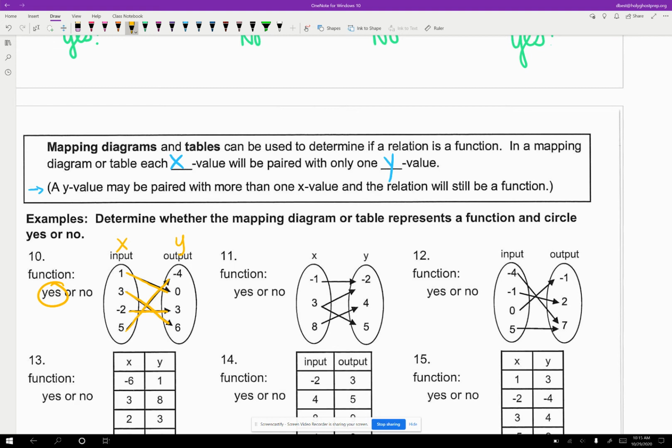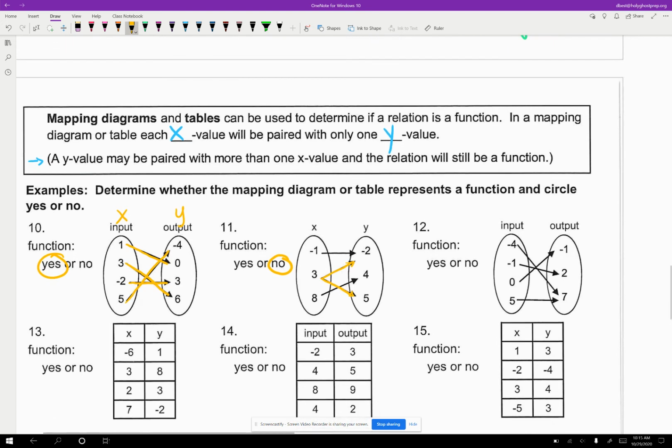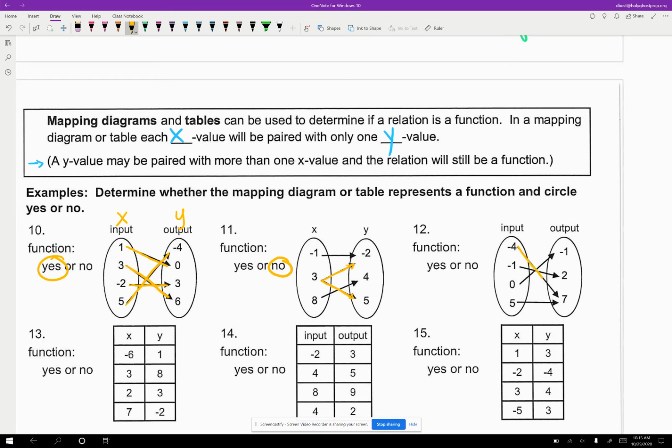If I look at number 11, I see right away the 3 is going in 2 directions. It's paired with -2 and with 3. So this is a no. It is not a function because 3 is paired with more than one number. Looking at 12, you're just following the diagrams. I don't have any repeated x values, so yes, this is a function.